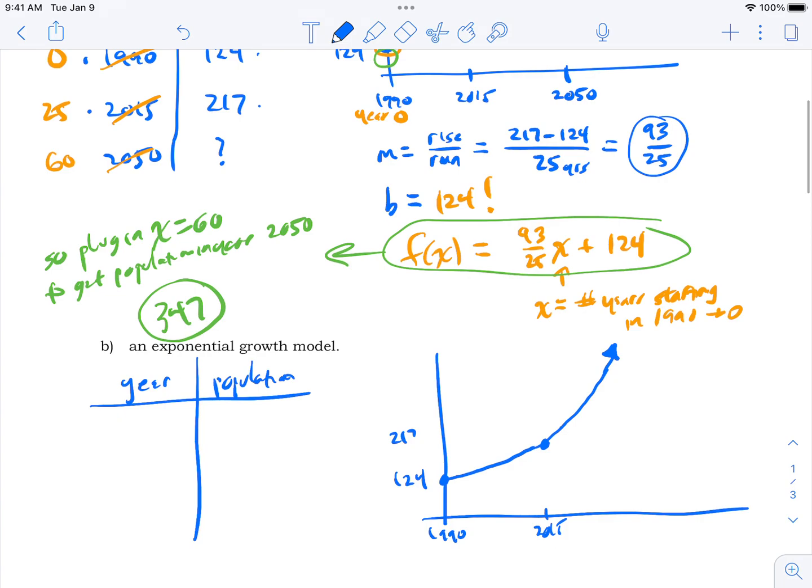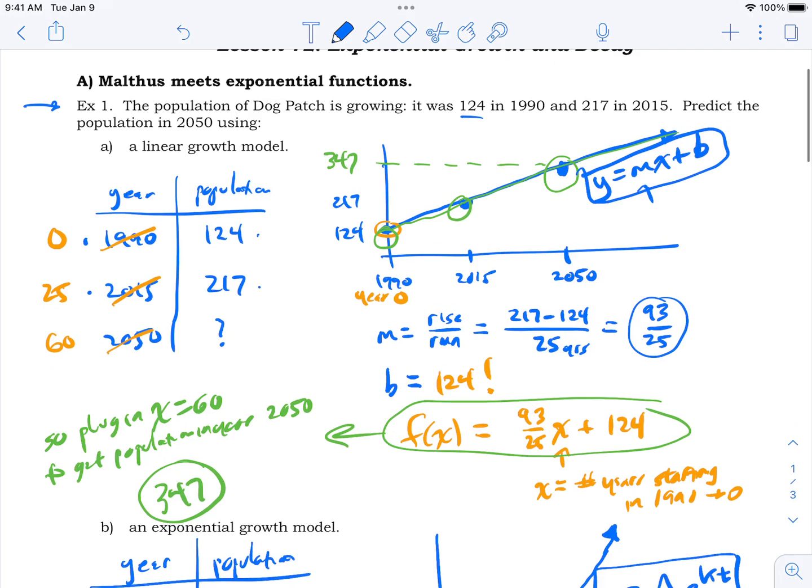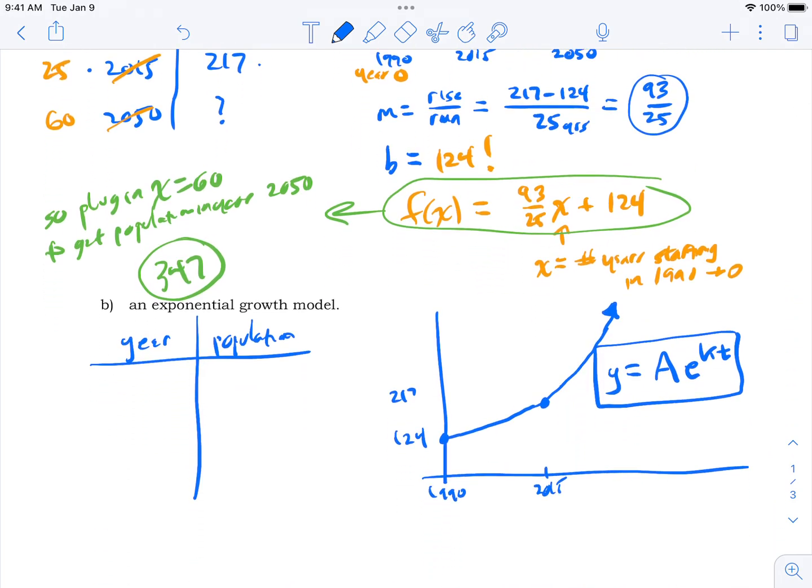Well, you don't use y equals mx plus b for this. What we use is, and you want to keep this handy, y equals A e to the kt. So y equals mx plus b, you use that for straight lines. This is what you use for exponential growth. You want to keep this formula around.